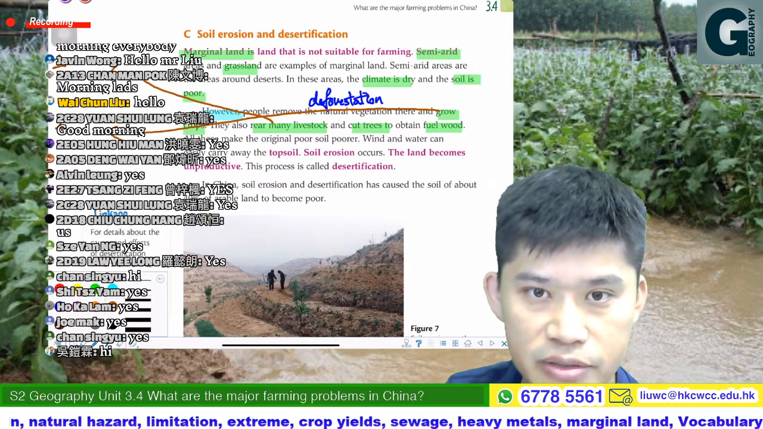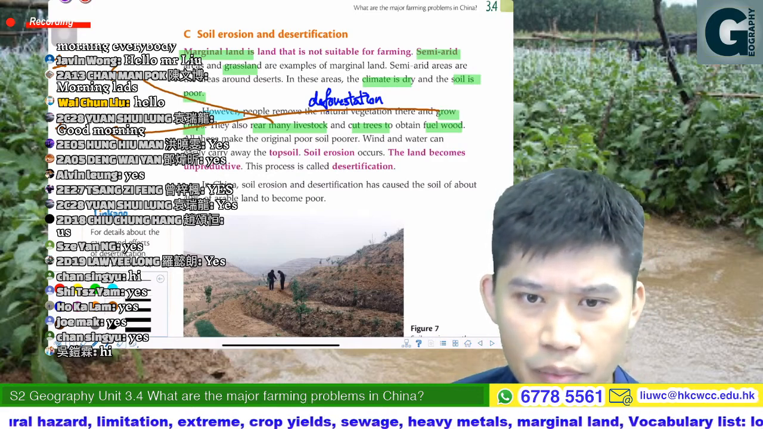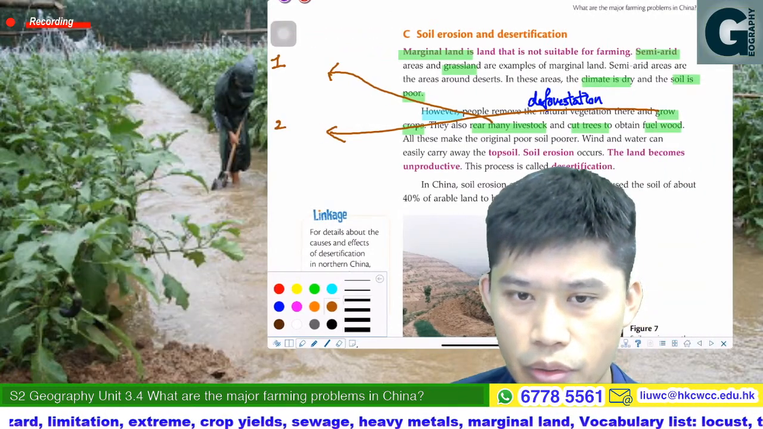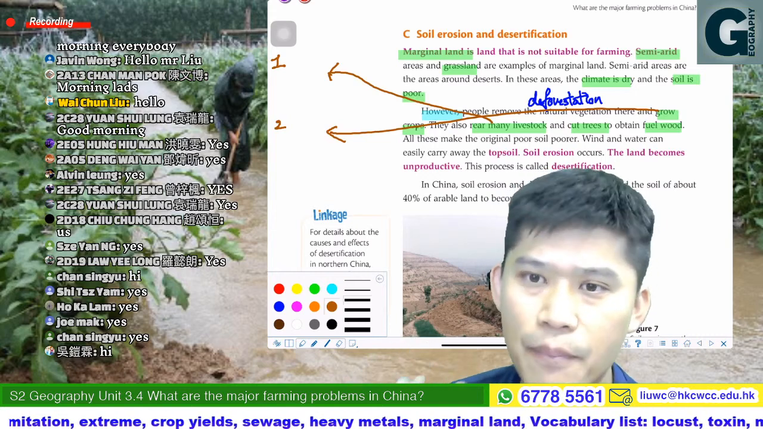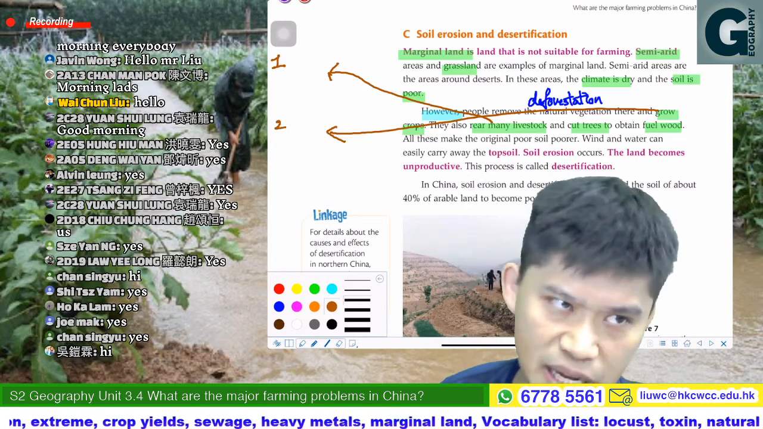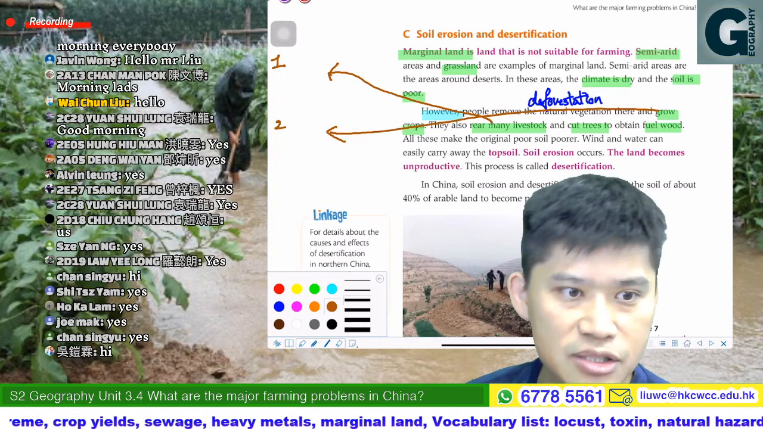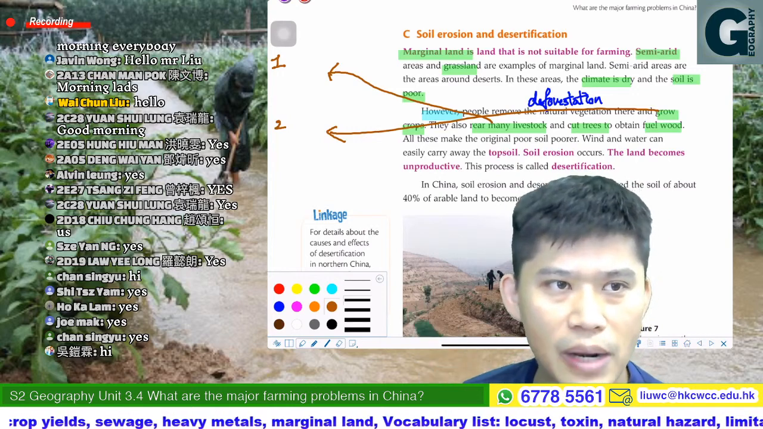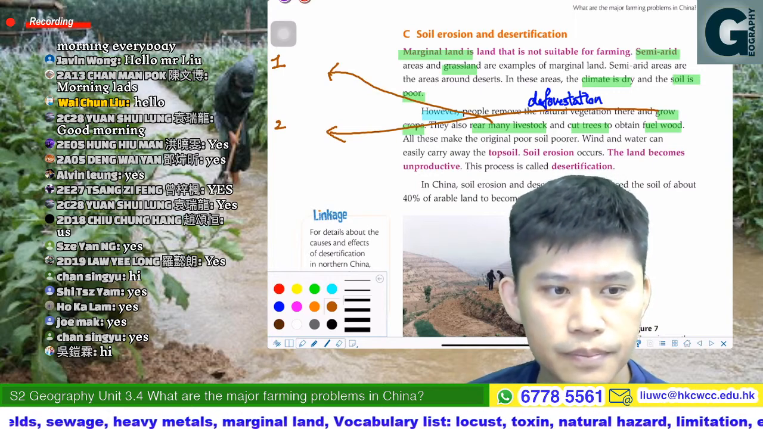Okay, I'll give you a few seconds. So what are they? Number 1 and number 2. Okay, number 1 and number 2. So what are the poor farming practices? I hope you still remember. Okay, I'll give you 10 seconds to give me some answer or some response. Okay, let's see if someone can remember these 2 practices. 1 and 2. Anyone?